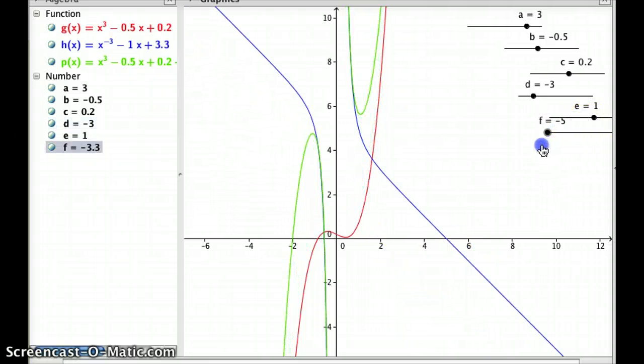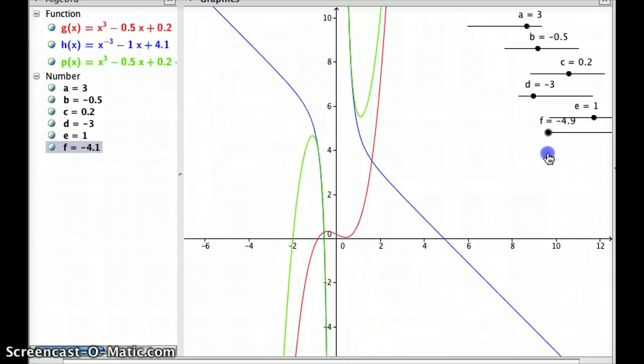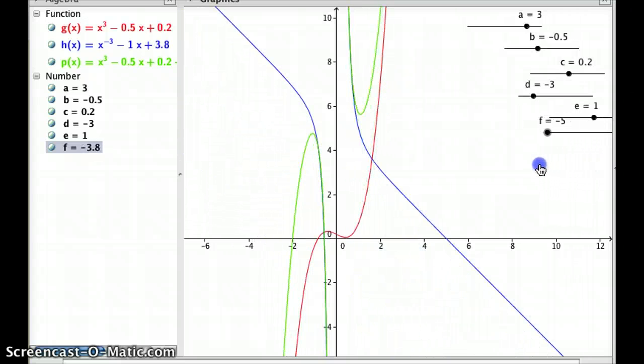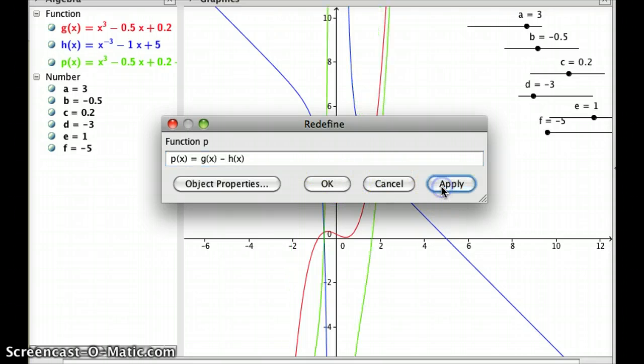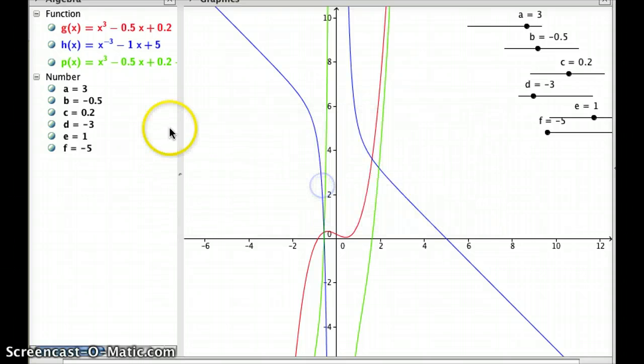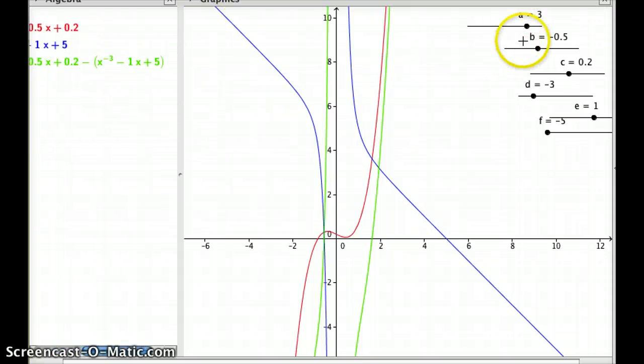And if we move the y-intercept of h of x, it moves up and down. The graphs are getting a lot different than just the linear lines because they are quadratics. But what would happen if, instead of adding g of x to h of x, we were to subtract g of x from h of x? Let's see. So now, as we see up here, they are being subtracted from each other.